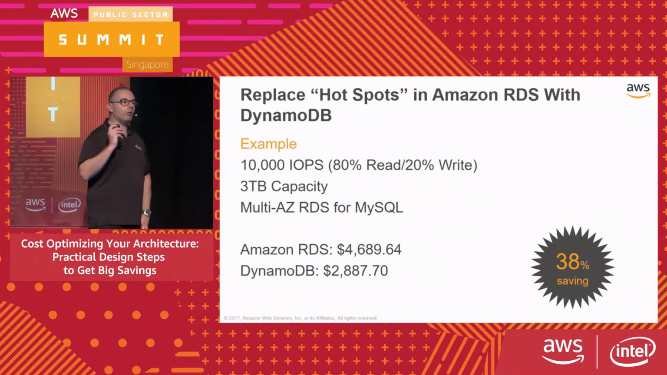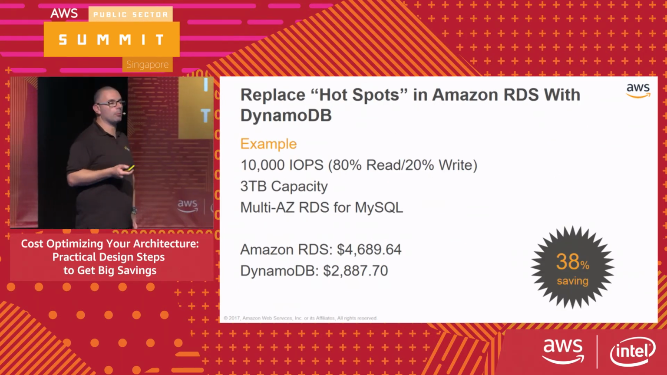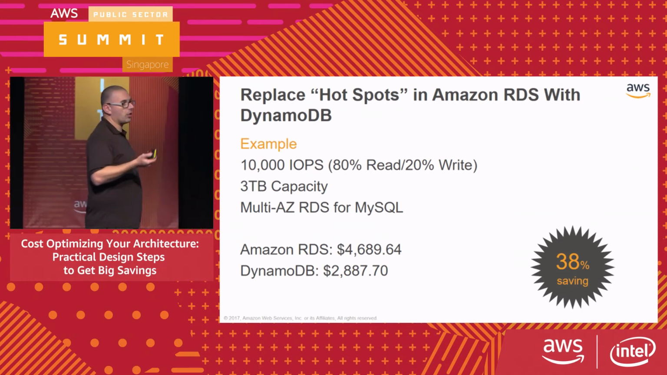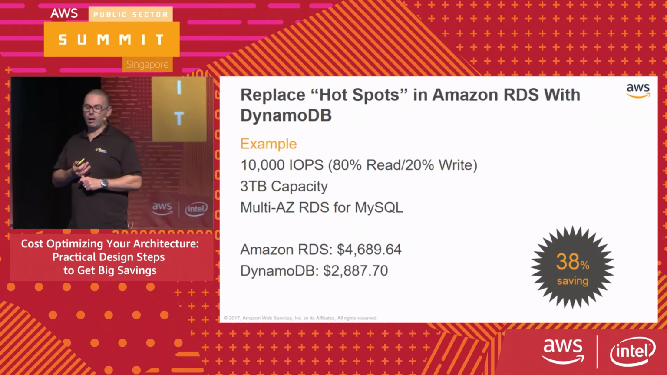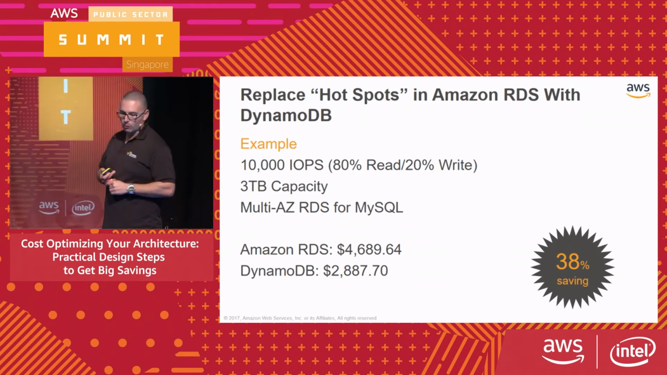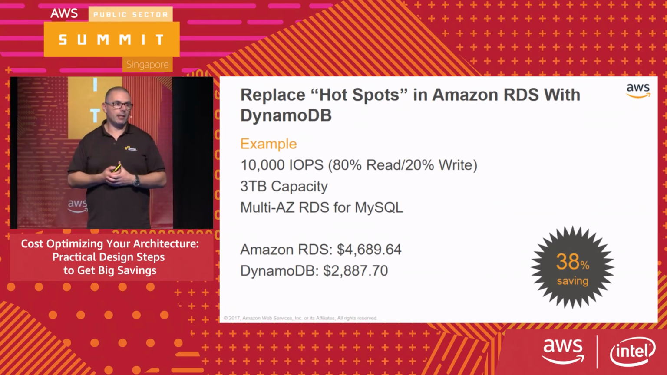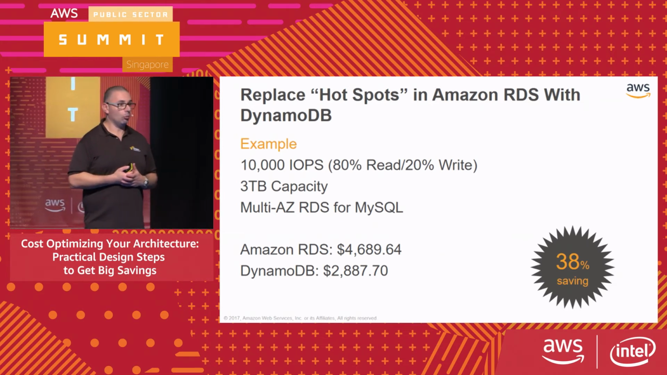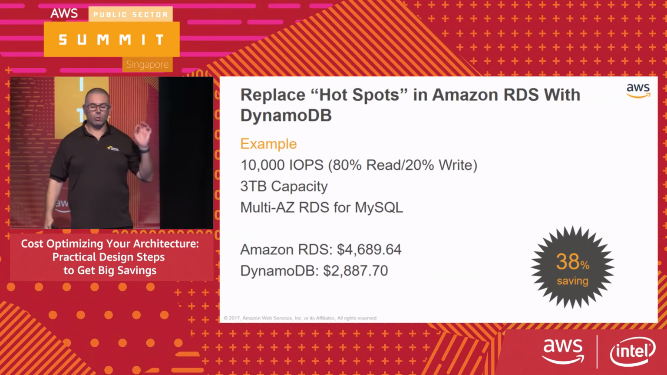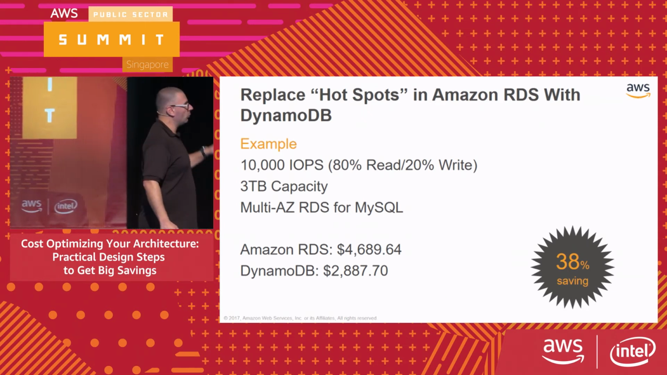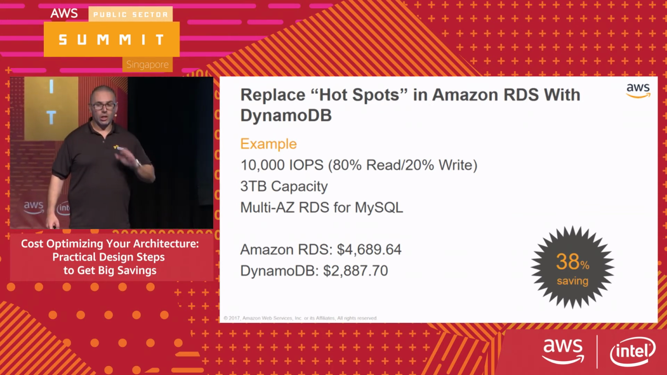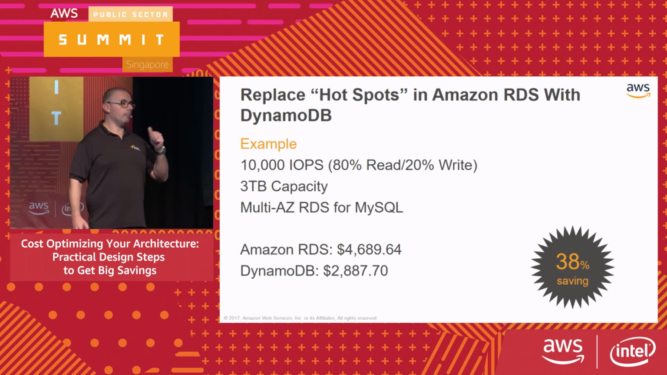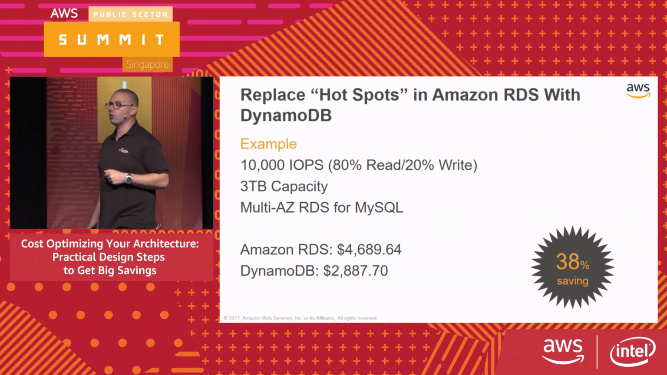As an example, we can look for hotspots, and we can move those hotspots to where they belong, maybe, for example, something like DynamoDB. Here's an example of a hotspot: 10,000 IOs per second, 80% read, 20% write, 3 terabytes of capacity in that table. It's a big honking table that's pretty uncomfortable in a relational world. If we can convert that to a NoSQL world using DynamoDB, we've saved ourselves 38% just on the cost of operations, let alone the management cost, the overhead, and the scaling issues that go away as well.